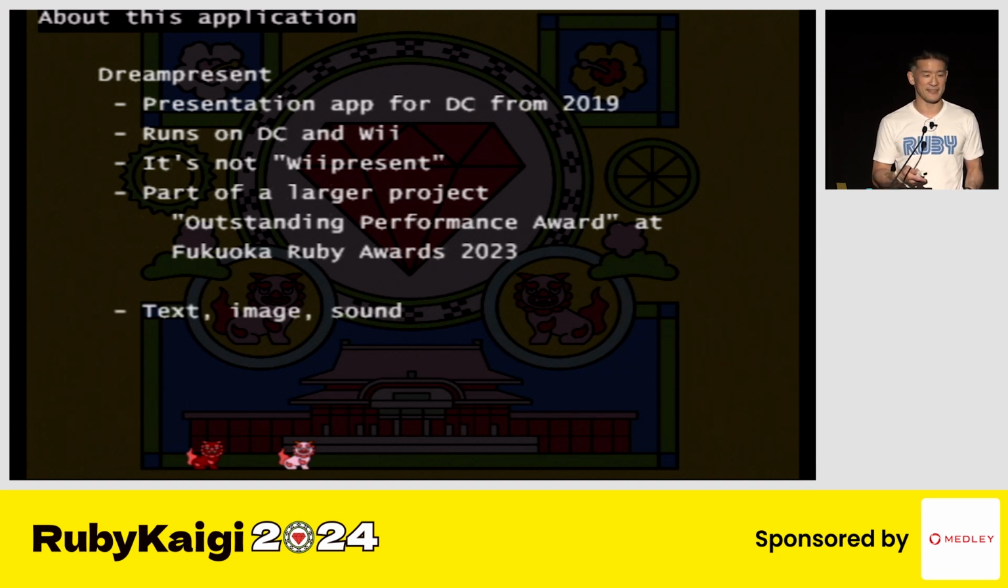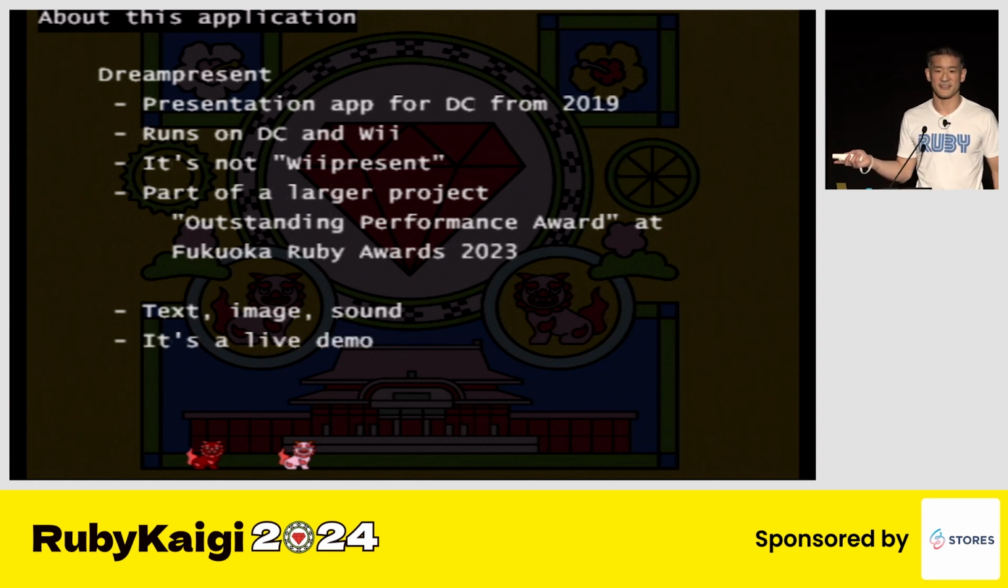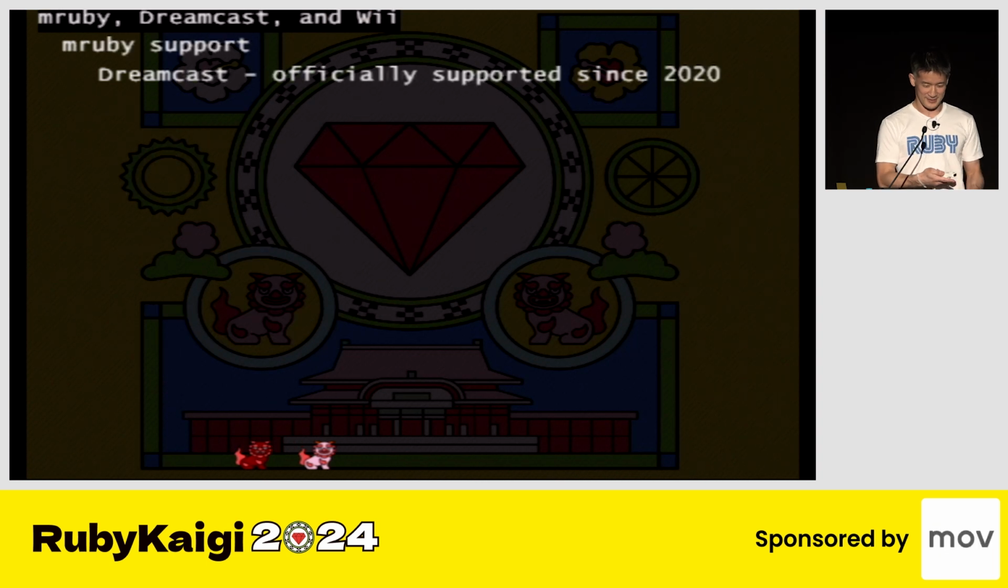And the main features of this app are text, image, and sound. Yeah, that sound. And also, it's a live demo, so it's running my code on the game console. So if it has glitches or crashes, you have to forgive me because it's a live demo. Something's got to go wrong, right?